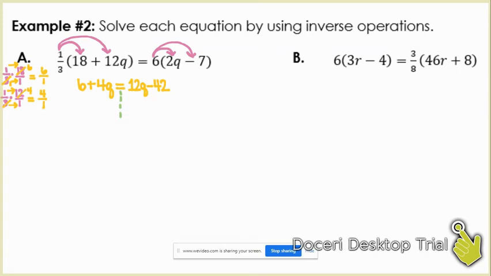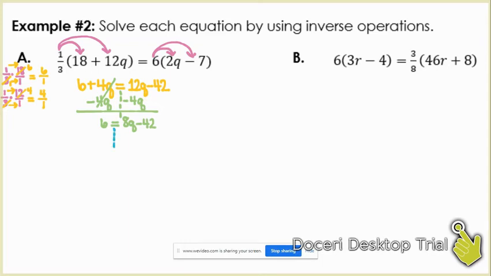I'm going to choose to move my 4q over to the other side by subtracting. What I do to one side, I have to do to the other to keep the equation balanced. I know that 4q minus 4q cancels, so we're left with 6 equals 8q minus 42. We now have a two-step equation where we're working those order of operations in reverse order.